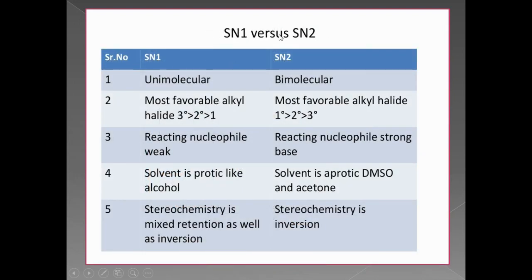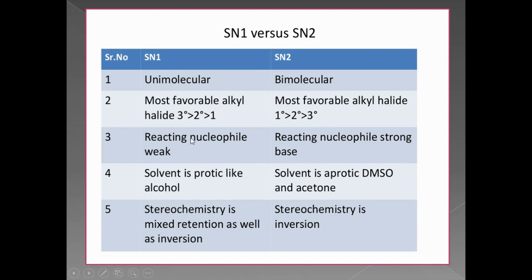Here we can see some comparison between the SN1 and SN2 reactions. SN1 is the unimolecular reaction, SN2 is the bimolecular reaction. The most favorable alkyl halide for SN1 is tertiary, then secondary and primary, in this way the reaction is easily facilitated. But in case of SN2, primary groups easily give the reaction, so the preference is primary, secondary and then tertiary.